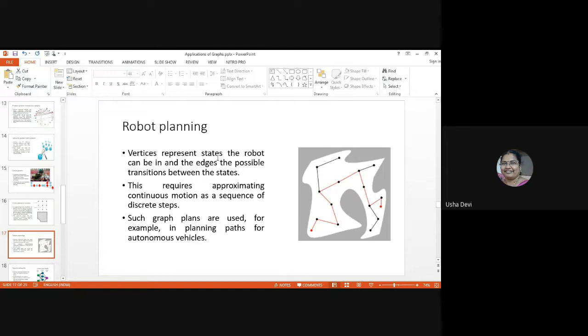Then the next application is robot planning. This is just like a base. From one place you start, and you may pass on to the possible ways which are available. What are the possible transitions it has to make? That is the role of a robot. So it may have certain vertices as well as edges. Say the robot is going to start from here. This is one of the vertices, and this is another vertex, and it has to move to some other state or some other location.